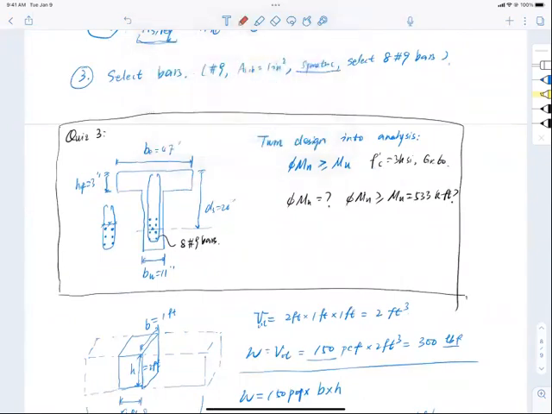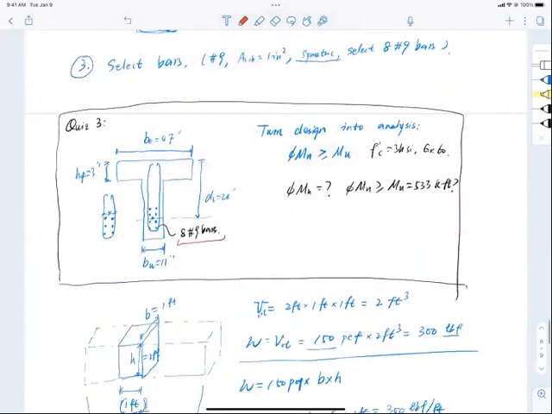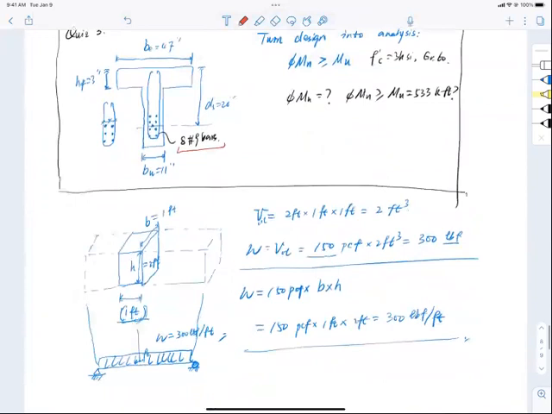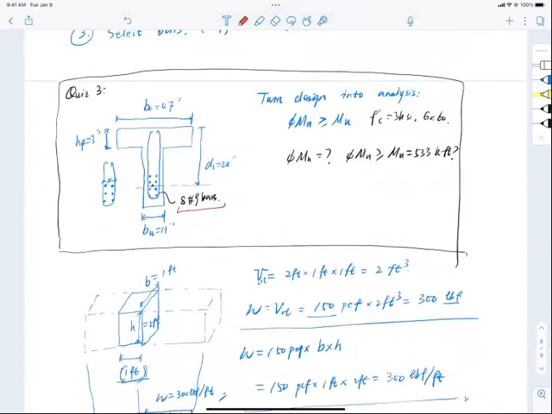When I say 8 number 9 bars, I put them into 4 rows. Each row had 2 bars and laid them into the T section. And the question is, what is the moment capacity for this 8 number 9 bar reinforced T section? All right, okay, so that's where we left off.